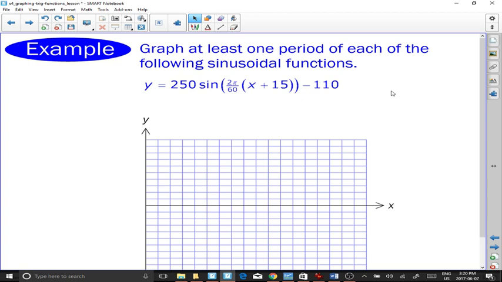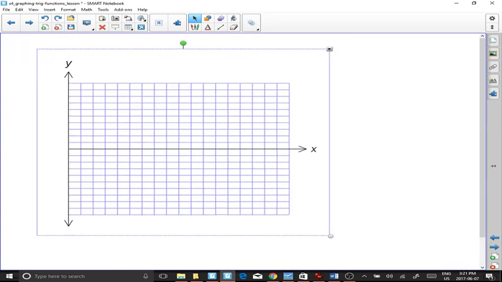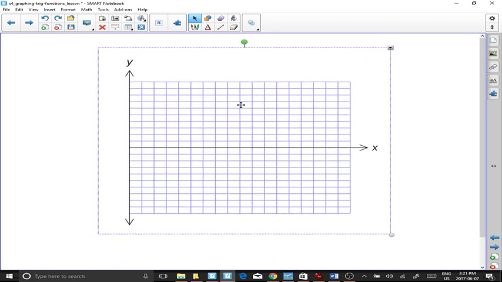Graph at least one period of each of the following sinusoidal functions. Hey, listen, this is a bonus question. I mean, not this one, but I'm going to tell you something. This is a bonus question I'm going to tell you about here, so you can just pay attention to what I'm going to show you. It's just something I want to let you know. And we'll just do something simple here.